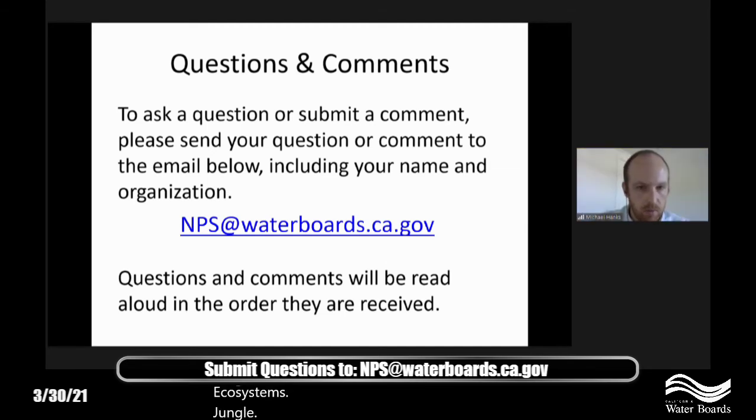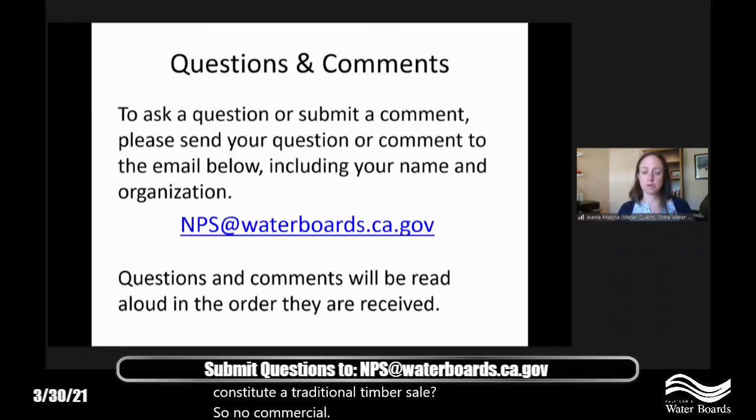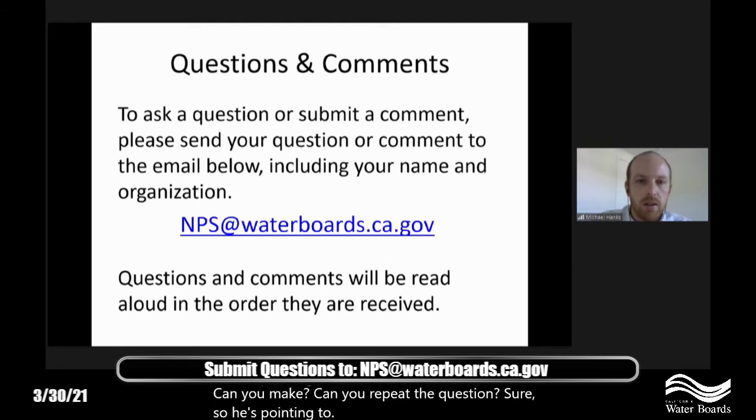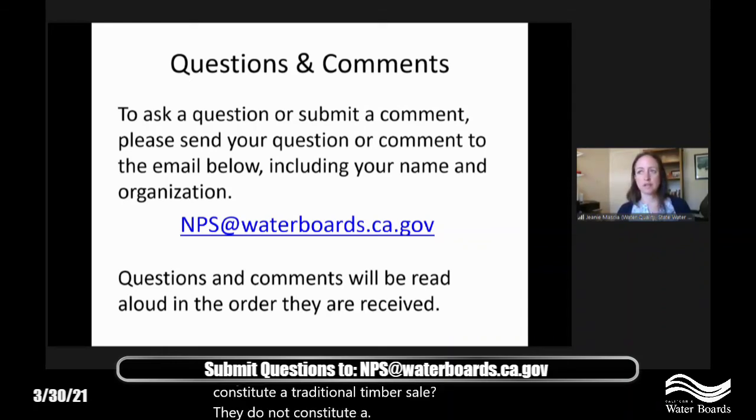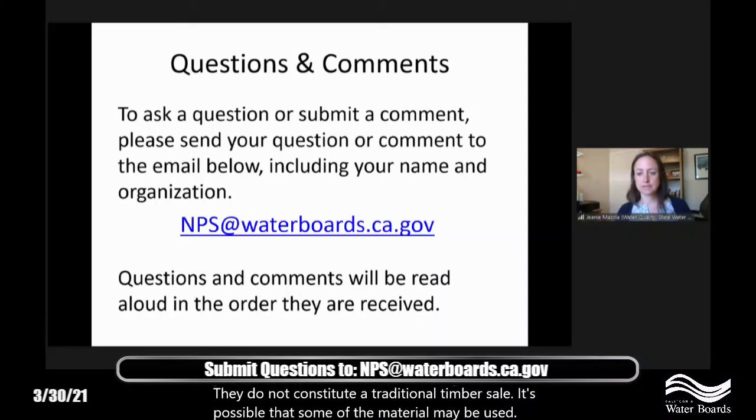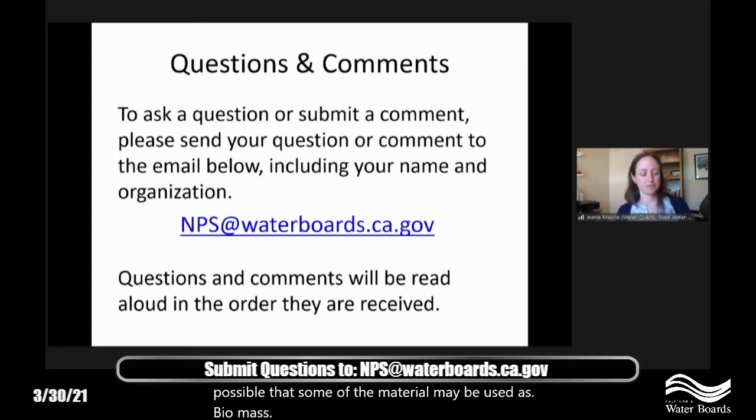John goes on to ask, under vegetation treatment wastes, felled trees, are these trees small diameter, unmarketable other than as biomass, or do they constitute a traditional timber sale? So no commercial timber operations will be permitted under this proposed general order. Mike, can you repeat the question? Sure. He's pointing to a section of the order under vegetation treatment wastes, for felled trees. Are these trees small diameter, unmarketable other than as biomass, or do they constitute a traditional timber sale? They do not constitute a traditional timber sale. It's possible that some of the material may be used as biomass.